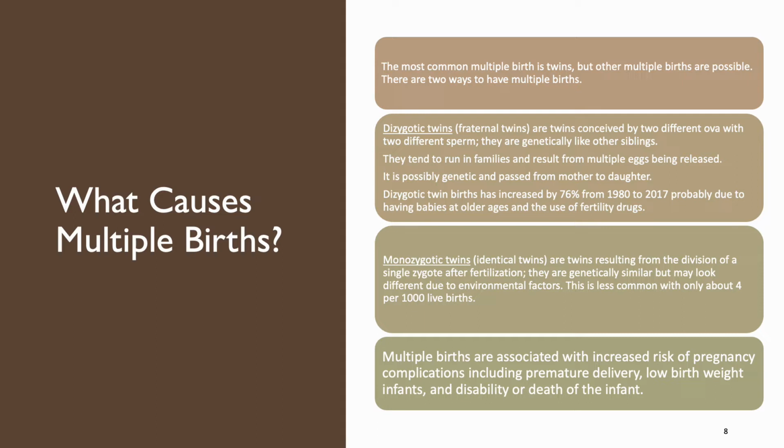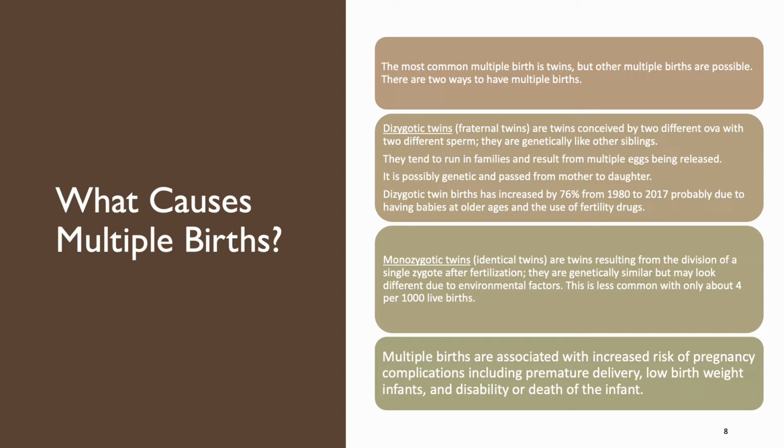They tend to run in families and result from multiple eggs being released. It's possibly genetic or passed from mother to daughter. Dizygotic twin births have increased by 76% from 1980 to 2017, and it's probably due to having babies at older ages and the use of fertility drugs.